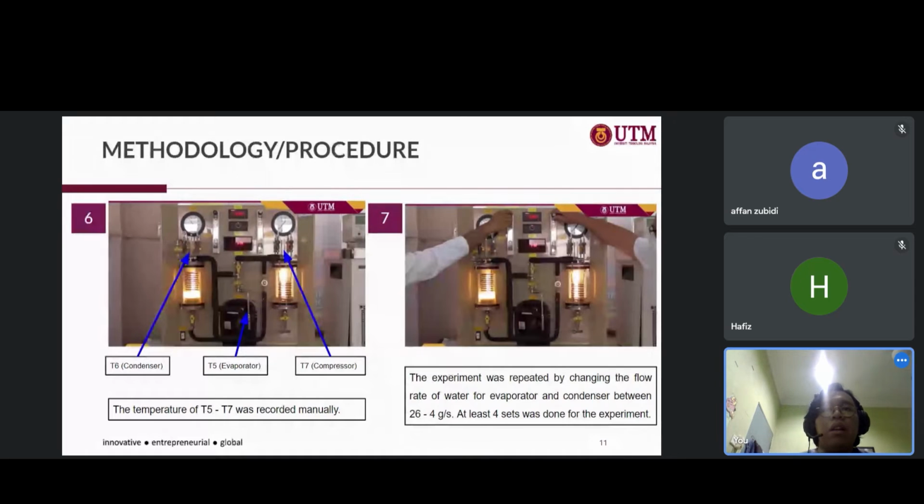The seventh step is that the experiment was repeated by changing the flow rate of water for both the evaporator and condenser, between 26 to 4 grams per second, and it was repeated for 4 sets for each changed flow rate of water. So that's all for my part.